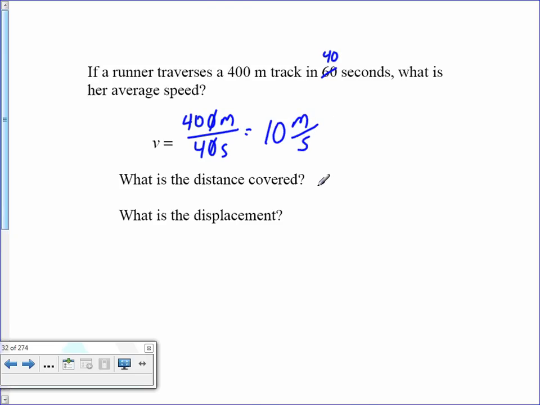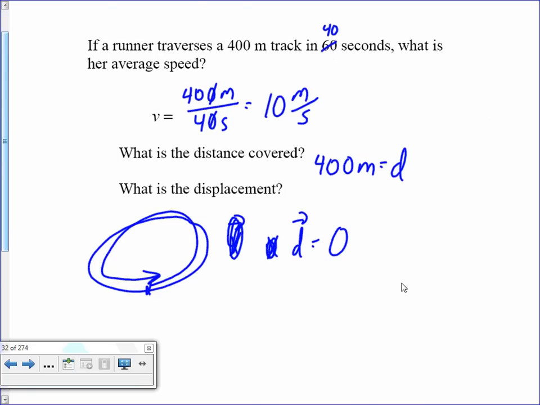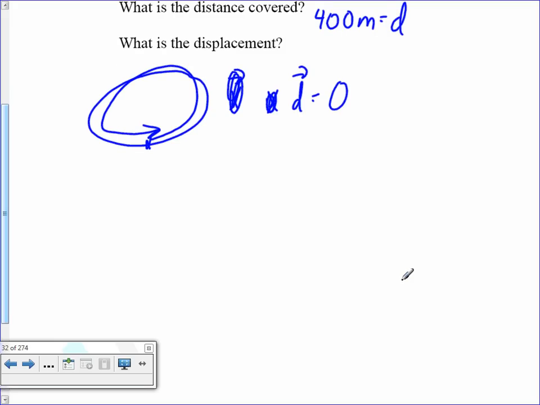So what is the distance covered? Well, the distance covered is just the distance of the track, but what is the displacement? If I have this runner that starts here and goes around, my final and initial positions are the same, so my displacement, which I'll call d with an arrow over it, is equal to 0. Well, this is my distance. The difference there is that I haven't drawn the arrow on the d, and so it's like the scalar counterpart, or the magnitude of the vector. So the displacement is 0.